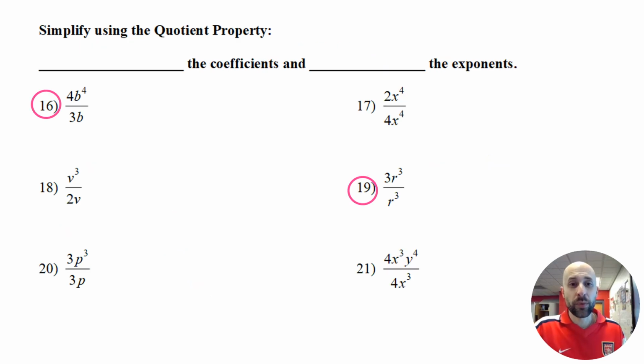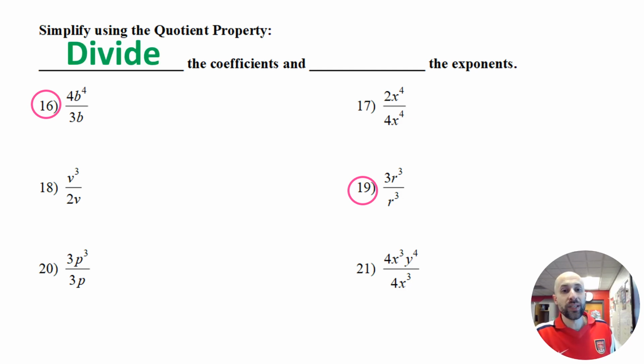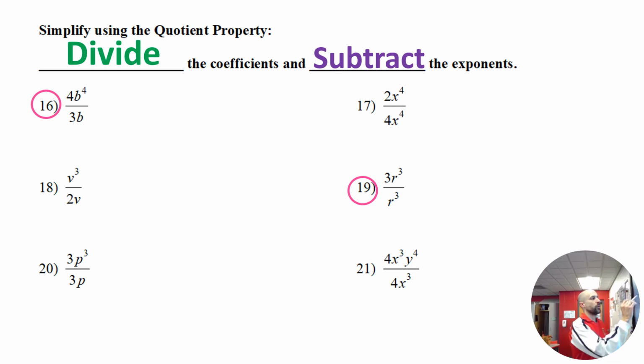So the next property we are dealing with is the quotient property, and that has to do with dividing. And when we divide the coefficients and we subtract the exponents. It's the opposite of multiplying, right? So for number 16, we have a quotient, right? So fractions are representing division, quotient. So the coefficients we divide as normal.